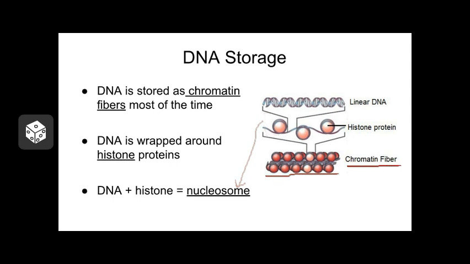Chromatin is the working form of DNA. Most of the time during its life cycle, DNA is going to be in the chromatin form. It's loose enough for enzymes to get in and work with it, but it's not so loose that it's disorganized or going to get damaged.